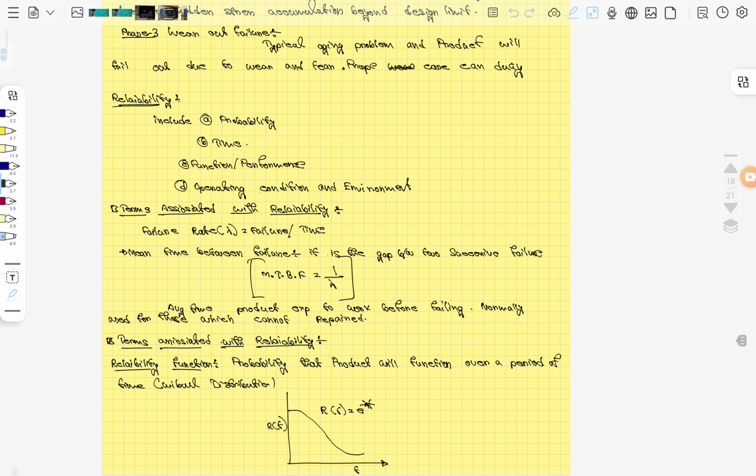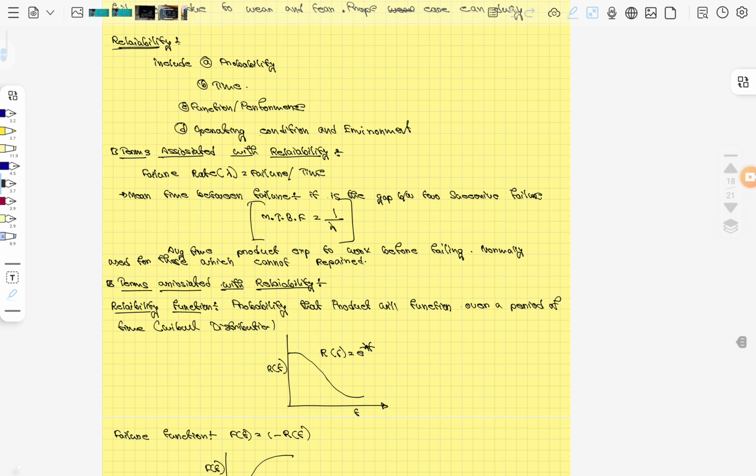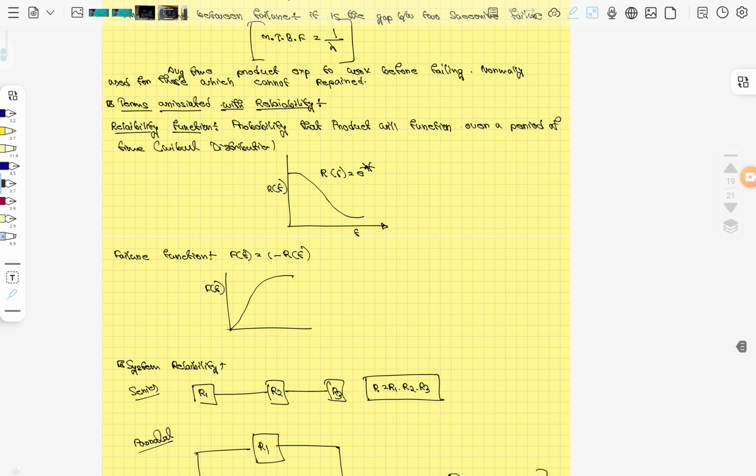Failure rate is defined as lambda. Mean time between failure is the gap between service and failure. Mean time between failure is 1 by lambda. It is the average time used for the work before failing, normally used in terms associated with reliability. Reliability is the probability that it will function over a period of time, that is a normal distribution. Failure function is 1 minus R(t); reliability function is R(t).